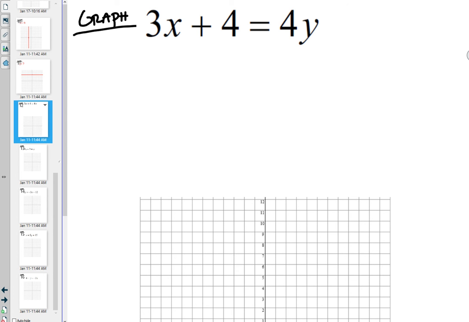What form is this in? Trick question. What form is this? It is not in any form. Is the y by itself? No. Do you see a parentheses? No. Are the x's and y's on the same side? No. So guess what? That means it's not in a form. So that means that you're going to have to be the one to put it in a form.